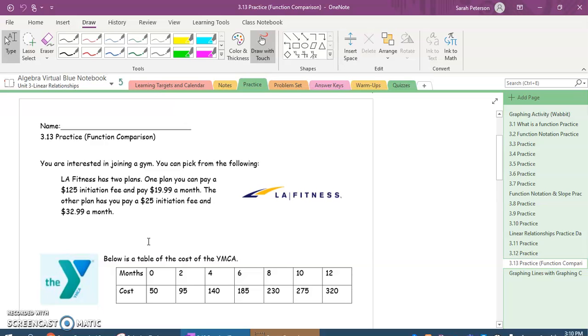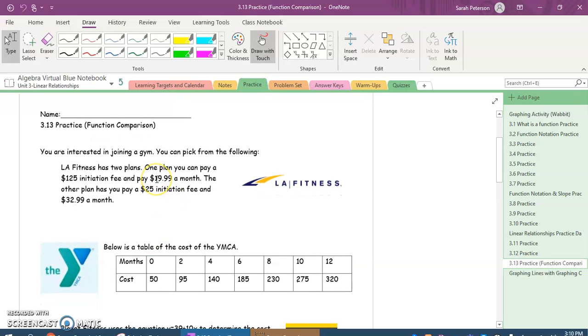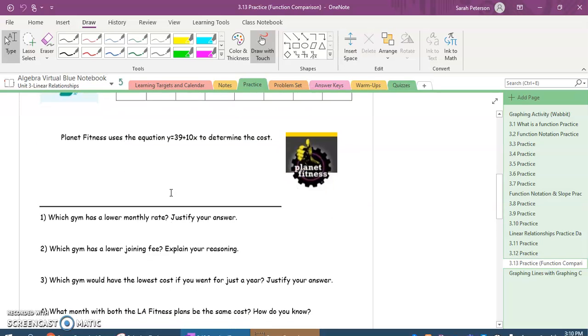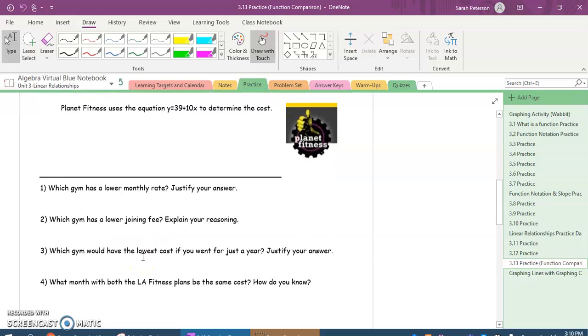So in this practice, there's 3 gyms you're going to be looking at. These are real. I just looked them up this past or last week, and so these numbers are all real. So your job is to find out which gym has a lower monthly rate, and so you're going to need to find all of the gym slopes for that. Which gym has a lower joining fee? That would be your y-intercept. So you're going to look for which gym has a lower y-intercept.